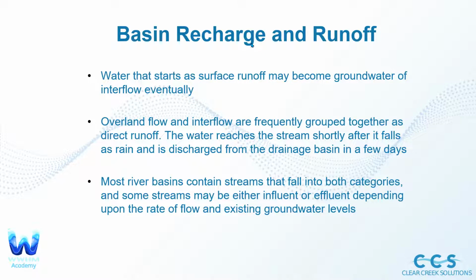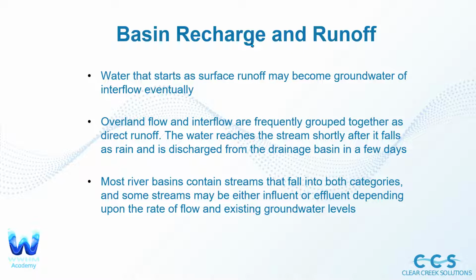And overland flow and interflow are frequently grouped together as direct runoff. The water reaches the stream shortly after it falls as rain and is discharged from the drainage basin in a few days. So this is quickly going to drain from the surface. If you think about the hydrology models that we use here, one is called WWHM 2012. A lot of the times when we're thinking about runoff with our glacial till, only overland flow and interflow are included in the relevant runoff because that's going to drain much quicker and usually in a few days.